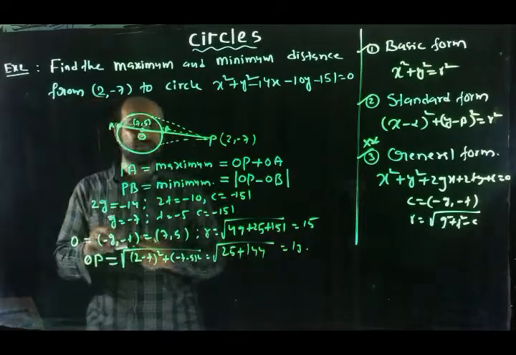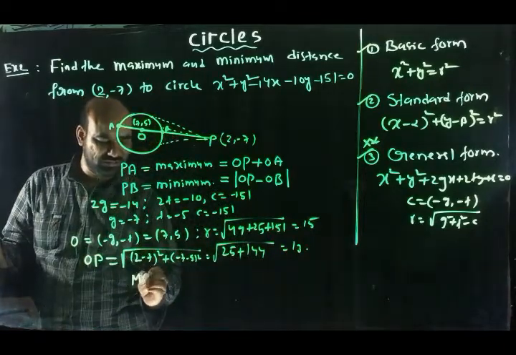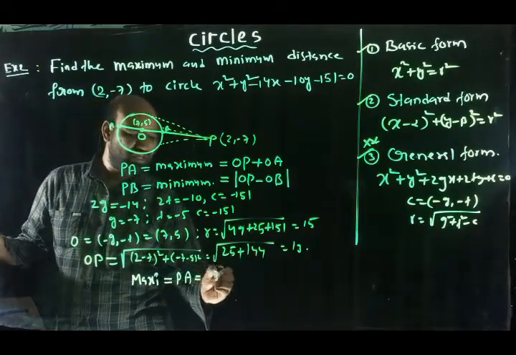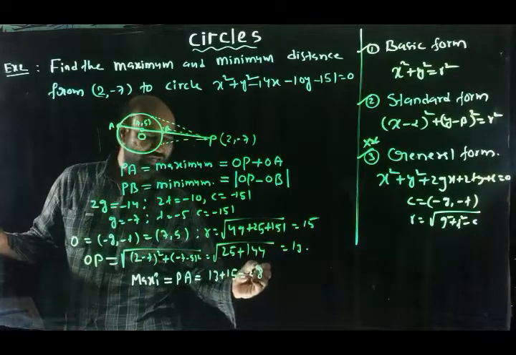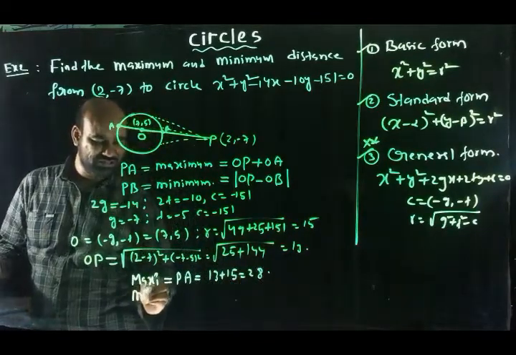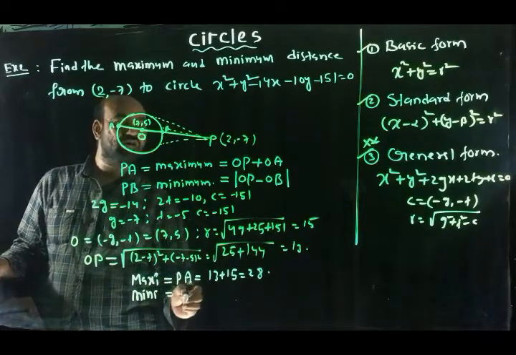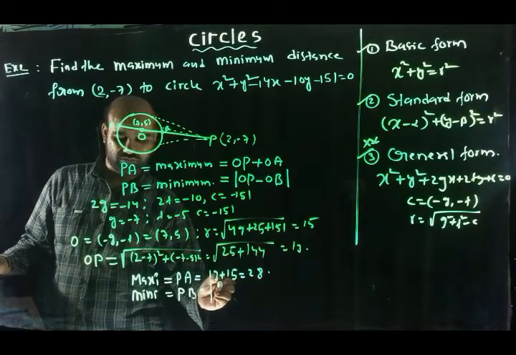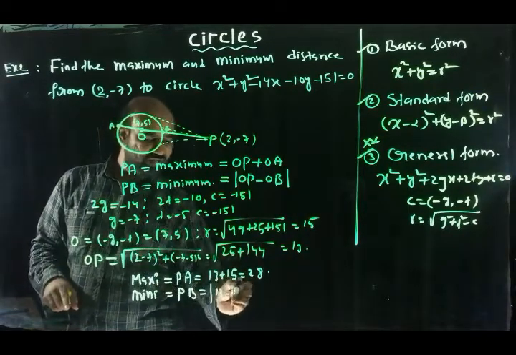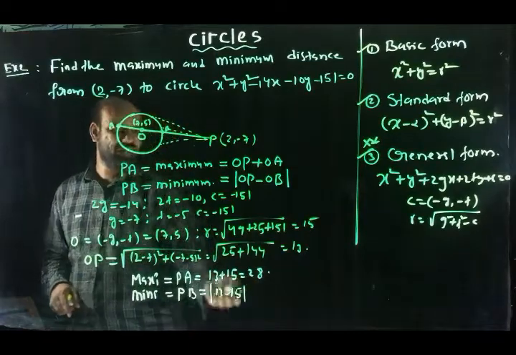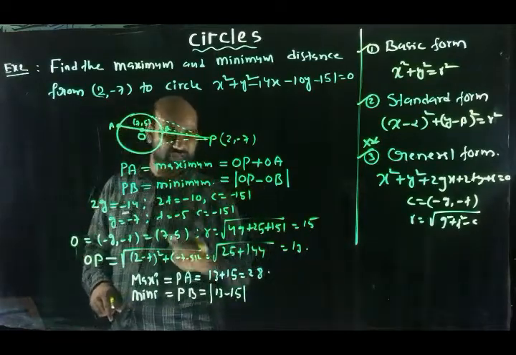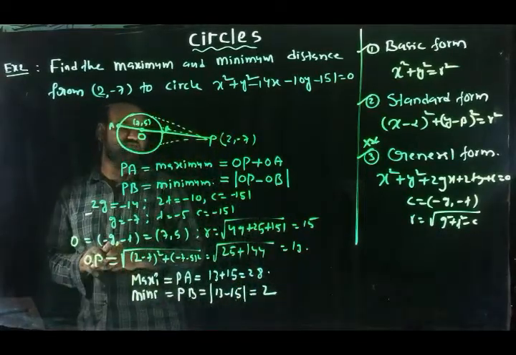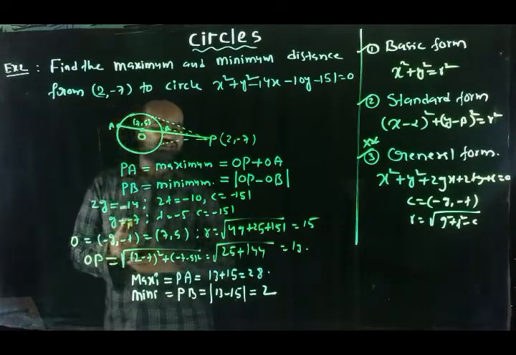Therefore, I can conclude the maximum, that is PA, is 13 plus 15, that is 28. The minimum, that is PB, is the modulus of OP minus OA, 13 minus 15. Observe here, 13 is less than 15. OP is less than the radius, which means P is inside the circle. That is equal to 2. Therefore, the minimum distance is 2 and the maximum distance is 28.